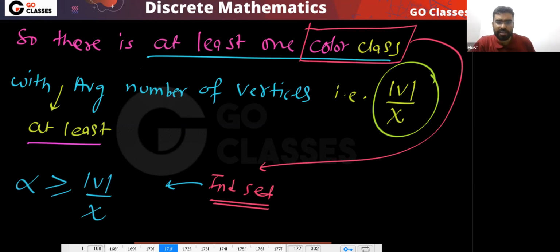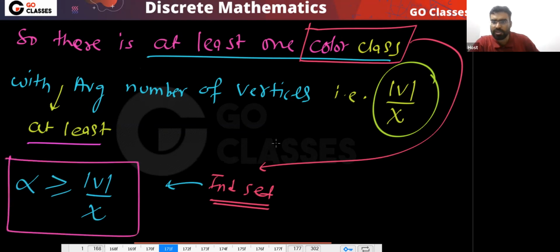Independence number should be greater than or equal to this, isn't it? Because this color class is already an independent set, and it has at least this many vertices. Maybe more, more than this can be there, but at least these many vertices this color class has.